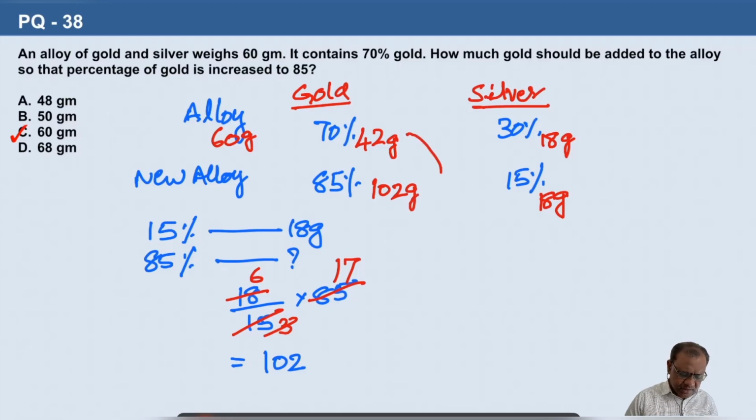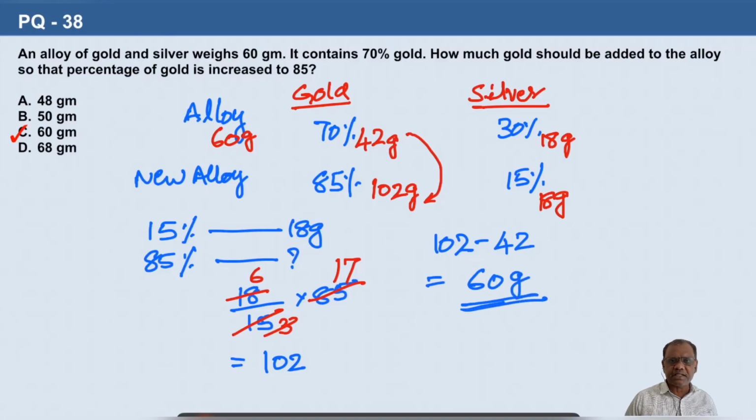So how much is added? 102 minus 42. So if you subtract, you will get 60. 60 grams of gold is added to make the percentage as 85%. So option C is the right answer.